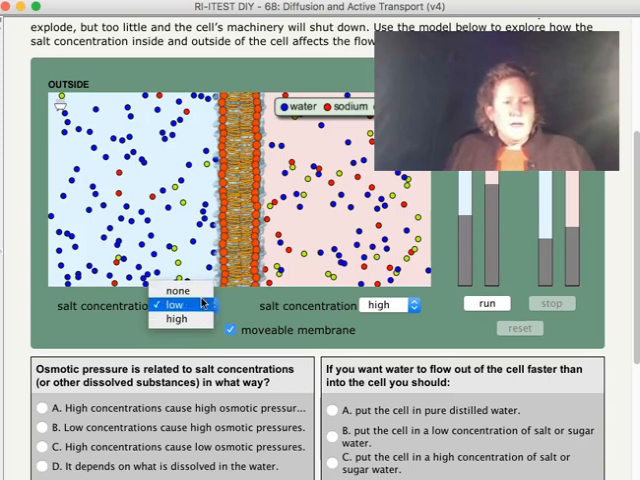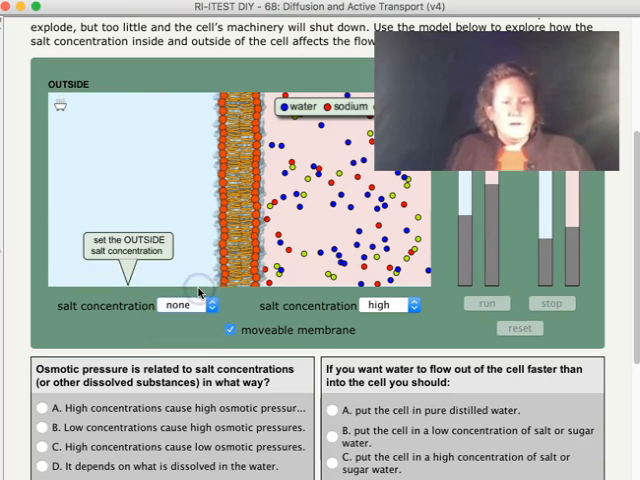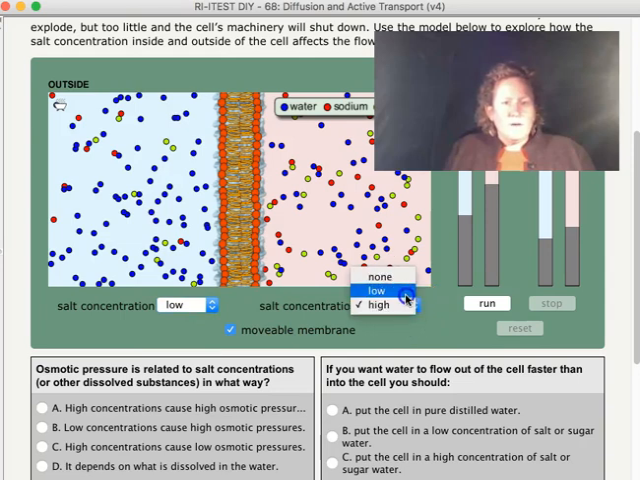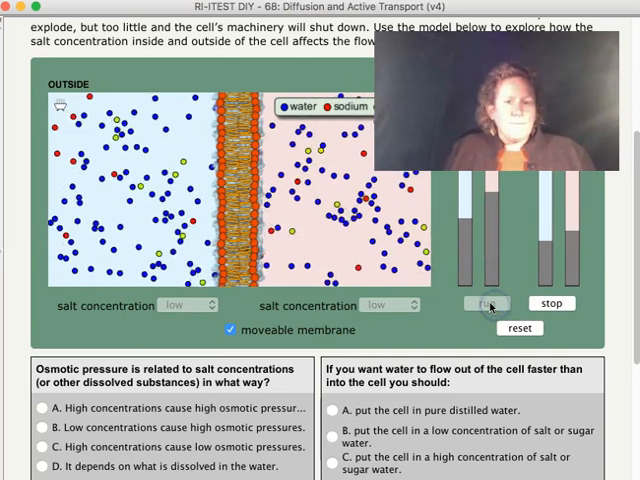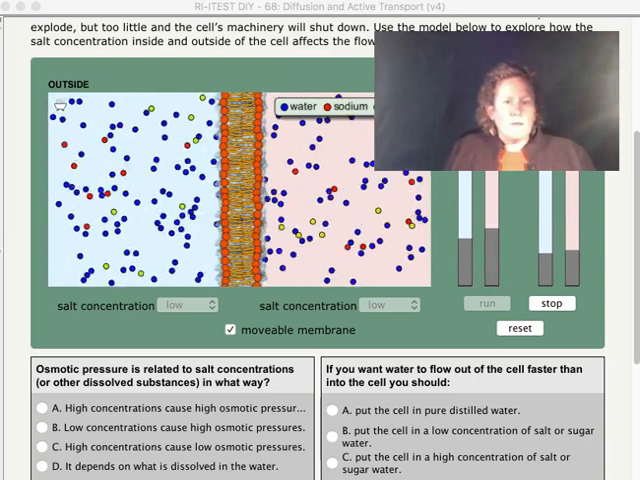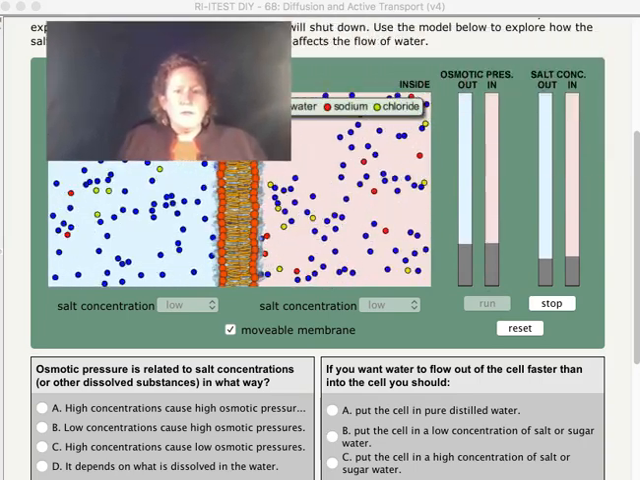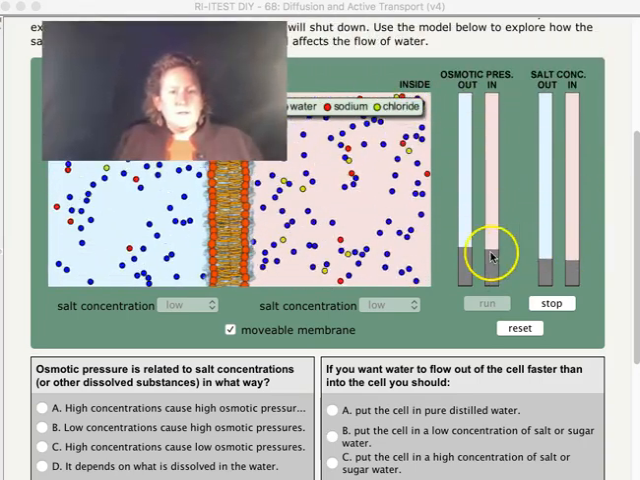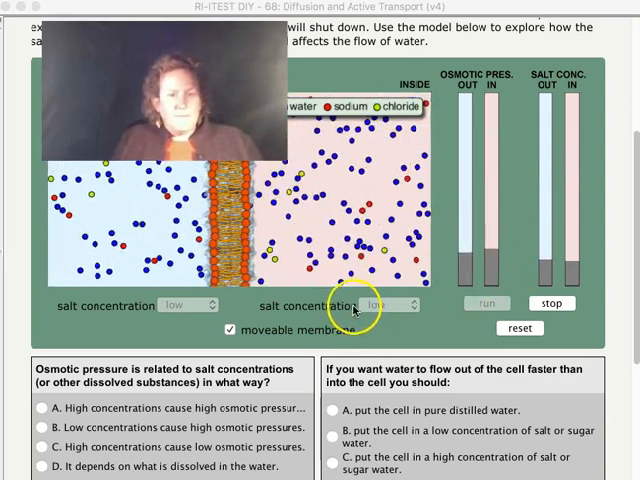So if we have none and high, it doesn't let us have any. We just have low and we have low. There's not much difference, and so there's not too much movement.